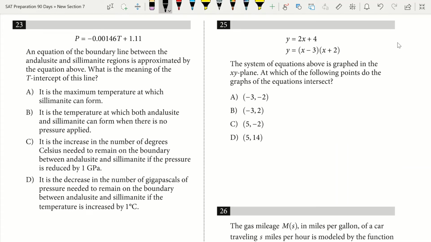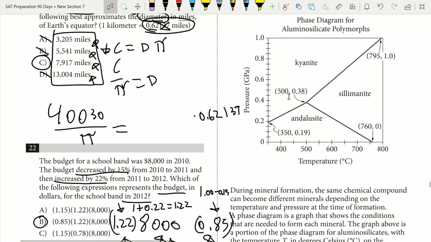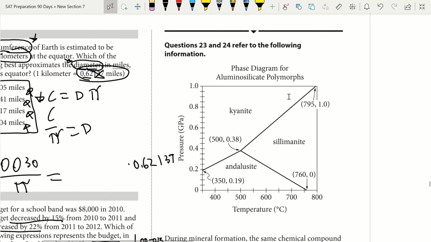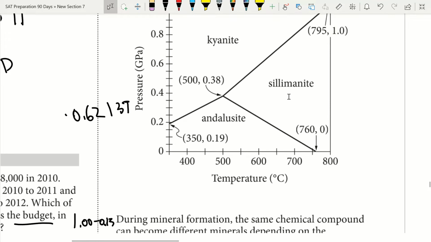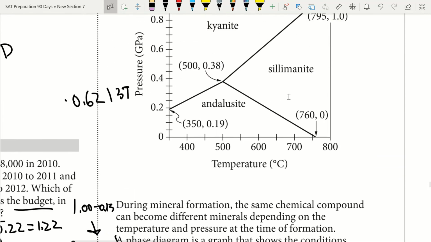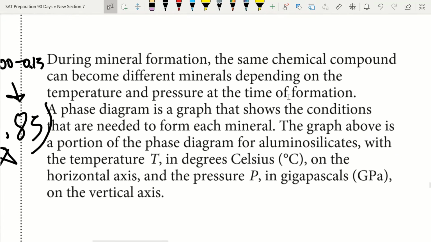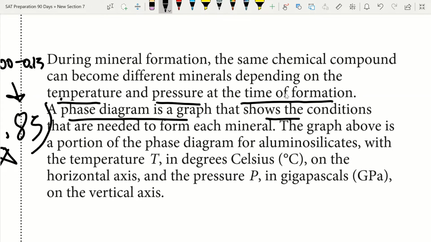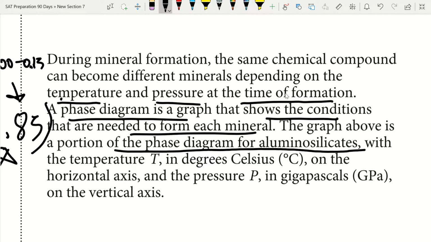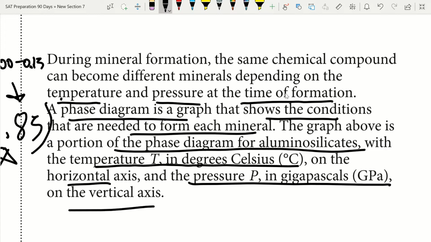Okay, so questions 23 and 24 actually refer to a diagram above here. We see that it tells us that it refers to it. We have a phase diagram for a substance. I see I have pressure on my y-axis, temperature on my x-axis, and then the different phases based on those. During mineral formation, the same chemical compound can become different minerals depending on the temperature and pressure at the time of formation. A phase diagram is a graph that shows the conditions needed to form each mineral. The graph above is a portion of the phase diagram for aluminosilicate, with the temperature T in degrees Celsius on the horizontal axis and the pressure P in gigapascals on the vertical axis.